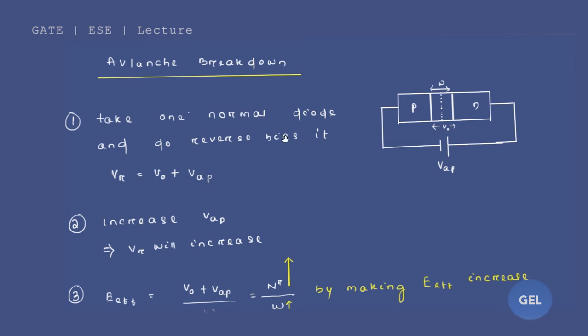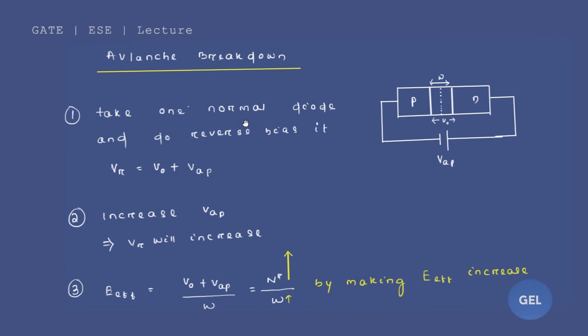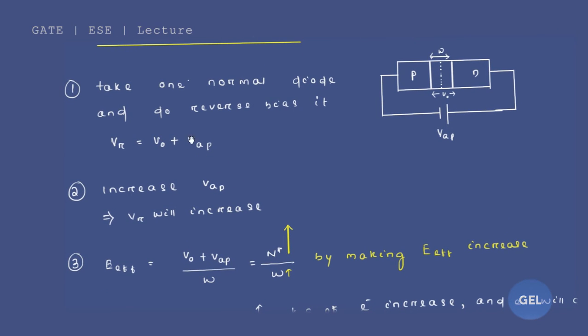Now take one normal diode. Why is this a normal diode? In the Zener breakdown case we are going to take another kind of diode; we'll see that in our Zener diode case. But now in case of avalanche breakdown, let's take a normal diode first and reverse bias it. We have reverse biased it. Now VR, that is the reverse bias voltage, is nothing but V naught plus V applied. Now we are going to increase this V applied voltage. By increasing V applied, the VR value will increase.